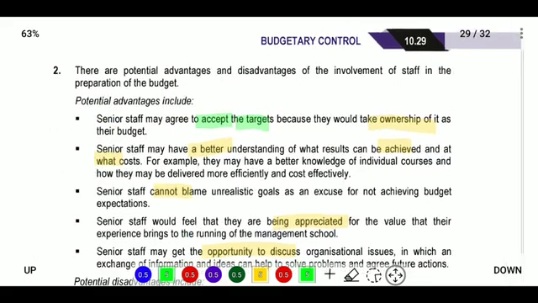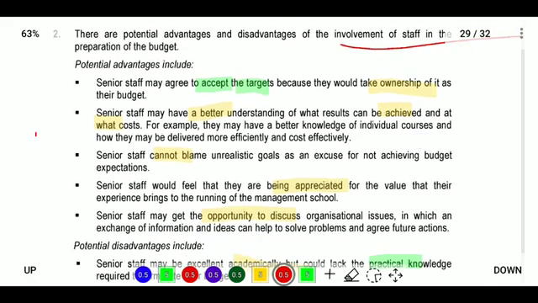So we will see the potential advantages and disadvantages of involving senior staff in preparing budgets. Advantages: senior staff may agree to accept the targets, so they take responsibility and ownership for their budget. Senior staff may have a better understanding of what results can be achieved. They know the company objective, so they will work for the company's achievement.